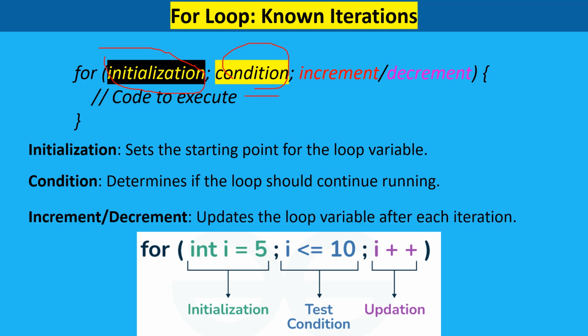Increment or decrement. Update the loop variable after each iteration. The increment or decrement modifies the loop variable after each iteration, preparing it for the next cycle. Each of these components plays a critical role in controlling the flow and termination of the loop.